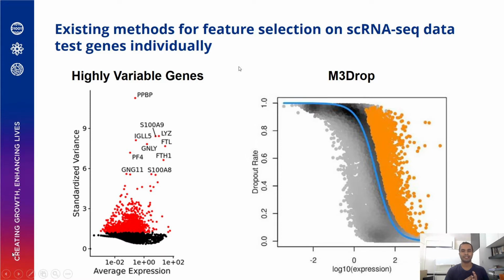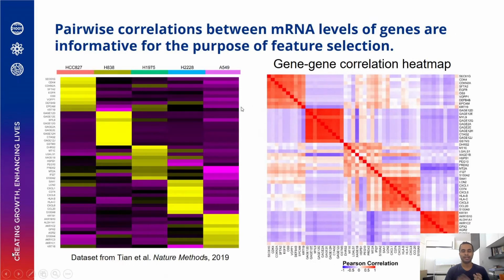Existing methods for feature selection test genes individually. For example, highly variable genes look at the variance to mean ratio of a gene, and M3Drop looks at the dropout rate. However, we hypothesized that pairwise correlations between genes may have important information for the purpose of feature selection. On the left, we have a heat map of gene expression of the top 10 markers of each of these 5 cell lines, the dataset obtained from this Nature Methods paper last year.